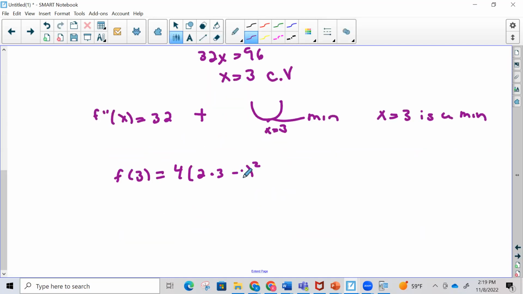So that gives us 6 minus 6, which is 0. And 0 times anything is just 0. So the point (3, 0) would be a min. And that's how you do it with the second derivative test.